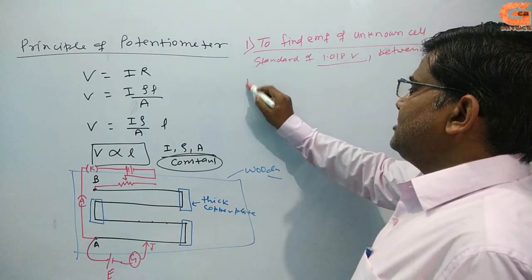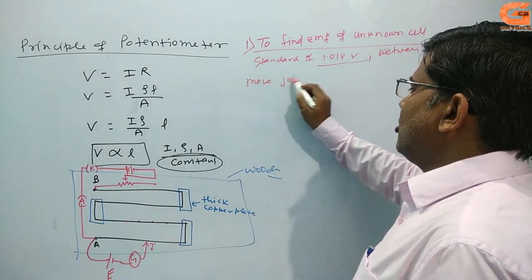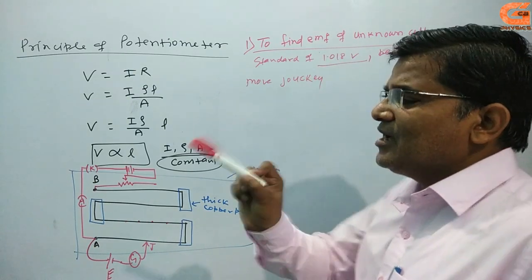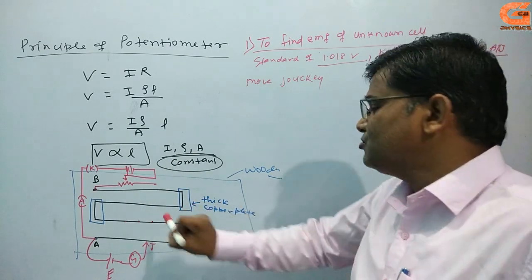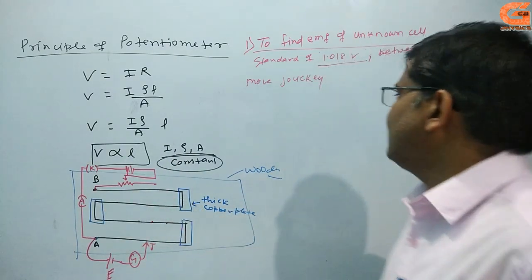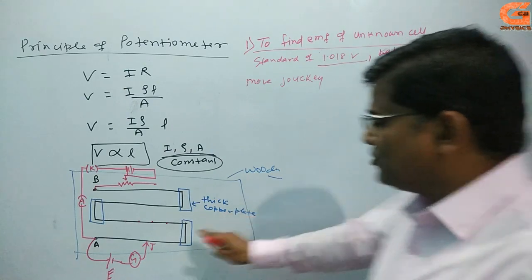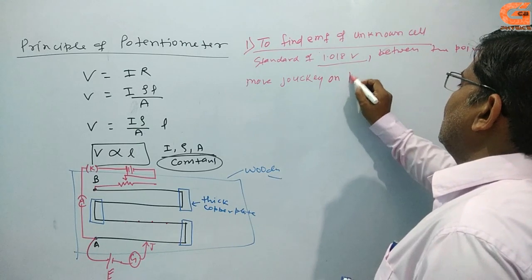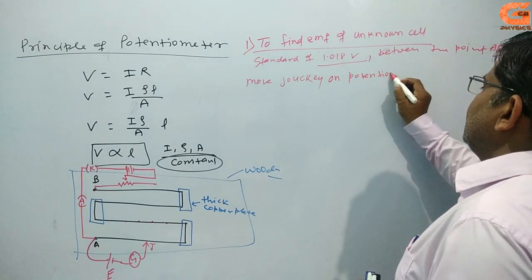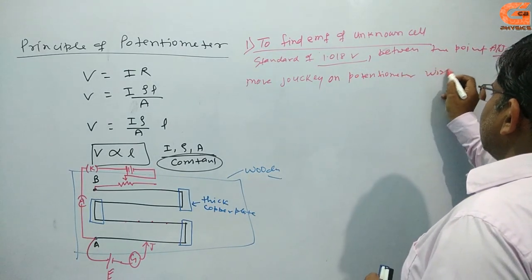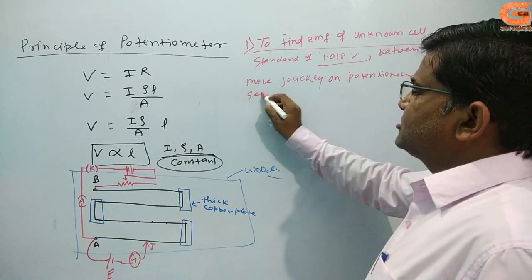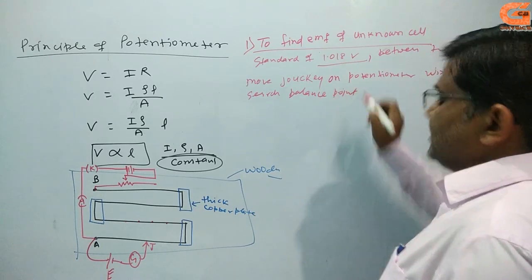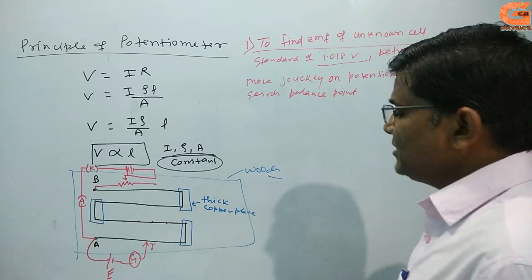And move the jockey. जॉकी एक प्रकार का एक कनेक्टर होता है, मेटल होता है, जिससे इसे पकड़ करके उसको हम टैप करते हैं पोटेंशियोमीटर वायर पे, और कुछ नहीं है, जॉकी बस उसको कनेक्ट करने के लिए। So move the jockey on the potentiometer wire to search the balance point. Balance point means there is no current flowing through the galvanometer.